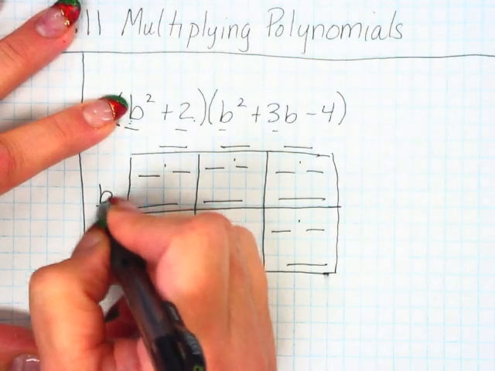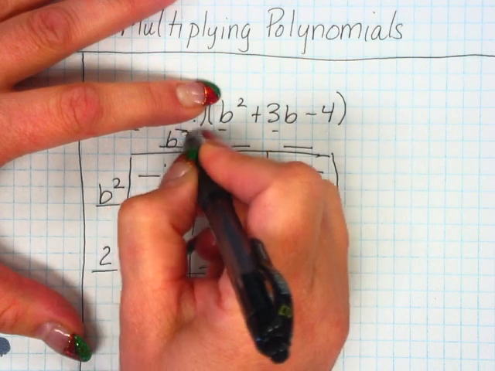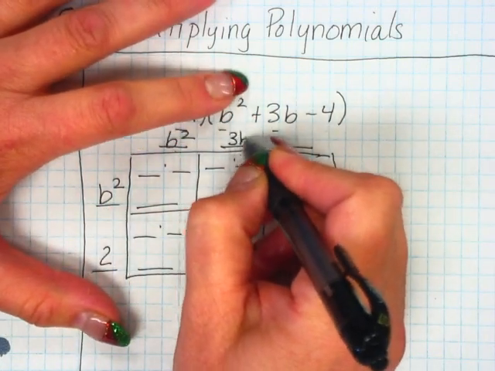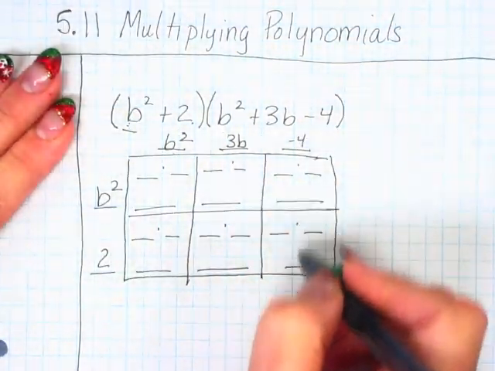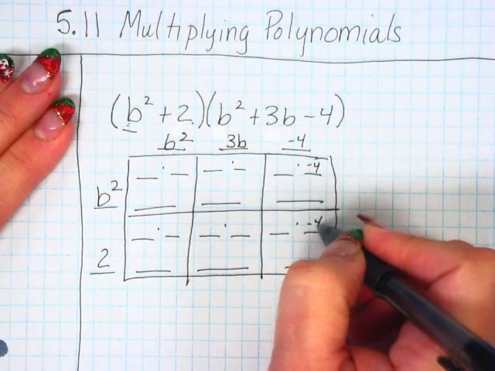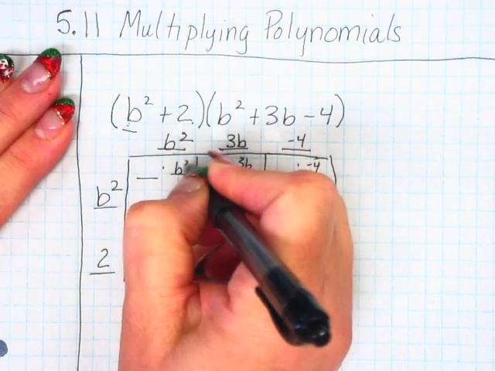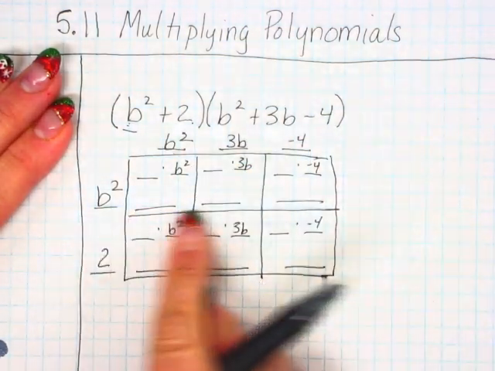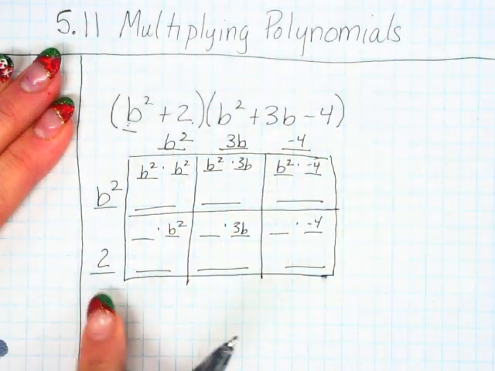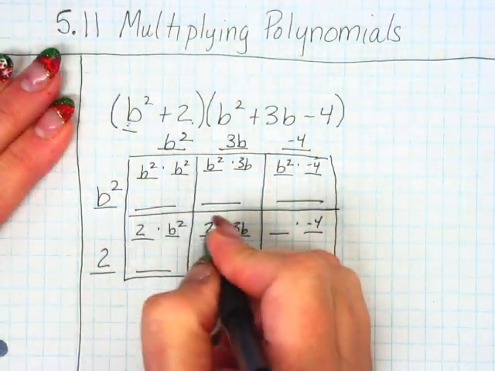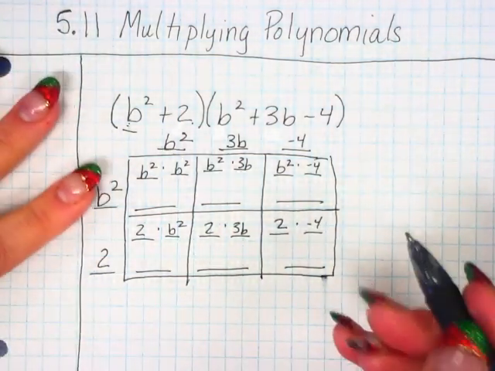So here we have b squared and a positive 2. Here we have b squared, positive 3b, and a negative 4. All right, so negative 4 goes in this column. 3b goes in this column. B squared goes in this column. B squared goes across this entire row. And 2 goes in all of this row. And by now you should be getting fairly good with the box method.